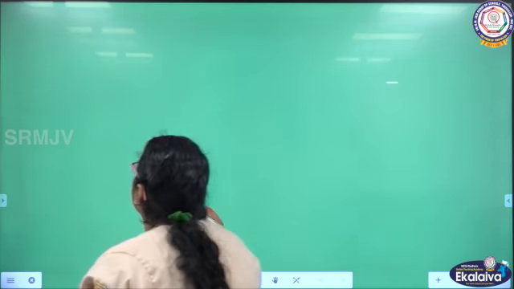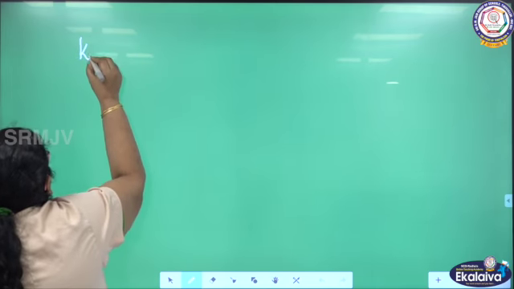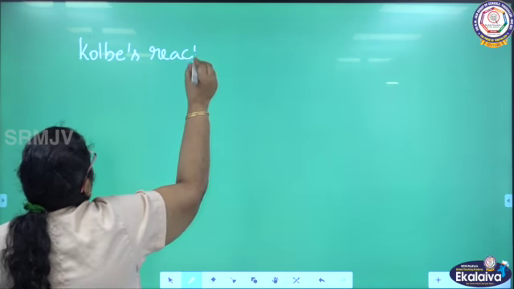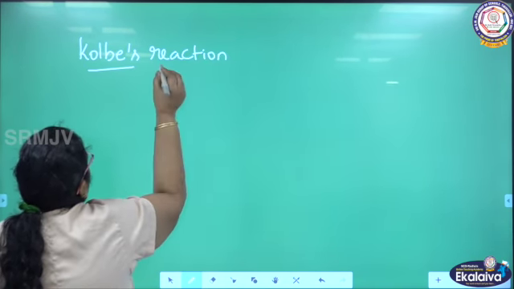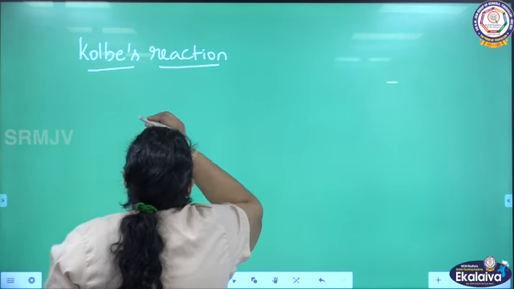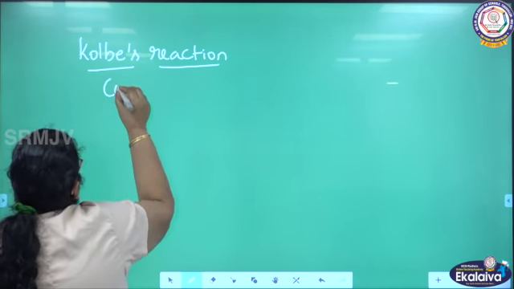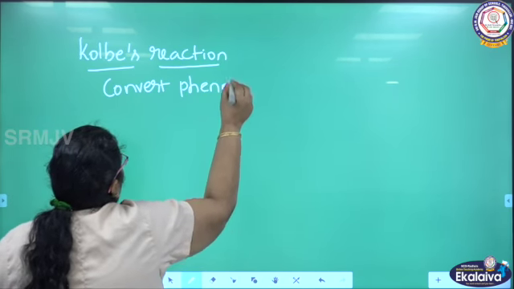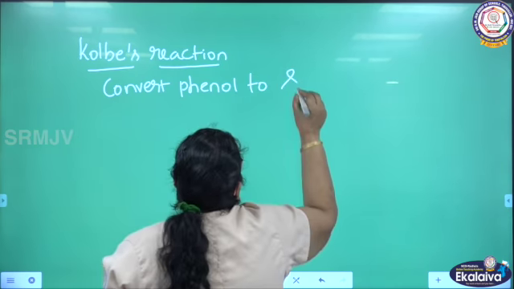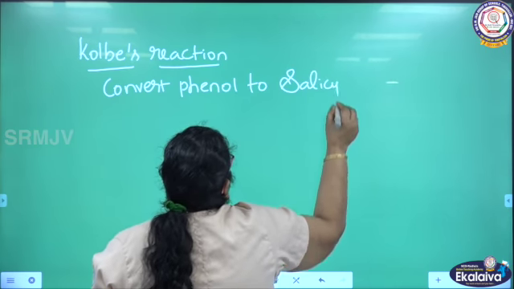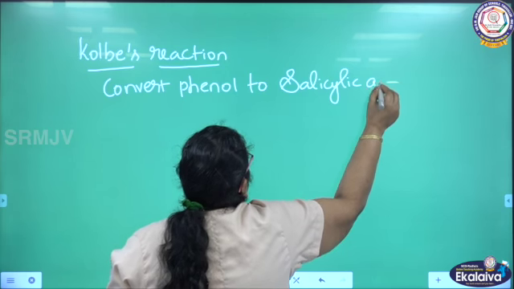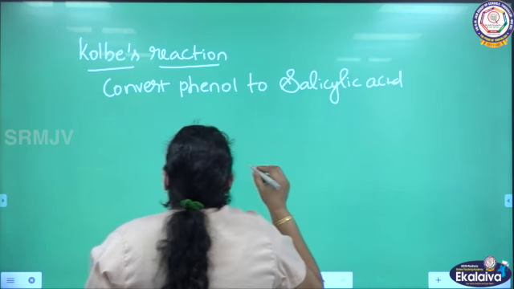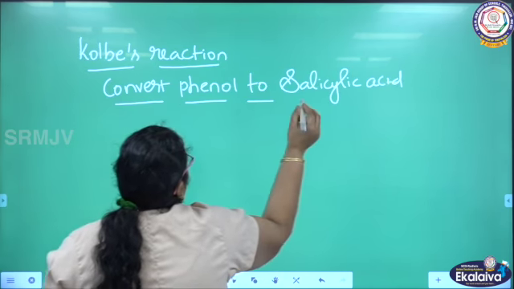The next reaction, Kolbe's reaction. What is the next reaction? Kolbe's reaction. All these are naming reactions, very, very important in the exam. Here they can ask like this: convert phenol into salicylic acid, or orthohydroxybenzoic acid, or hydroxybenzoic acid. So, convert phenol into salicylic acid.